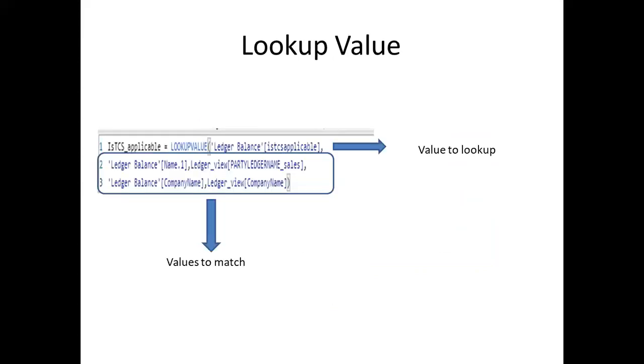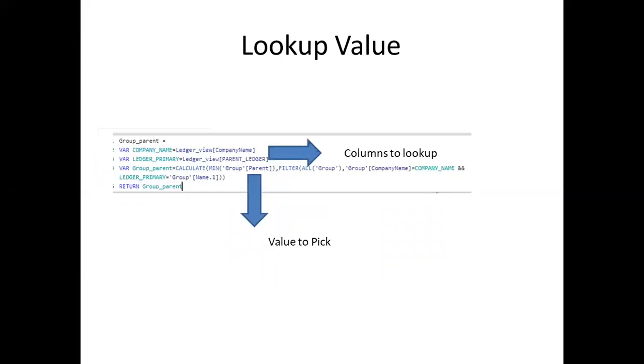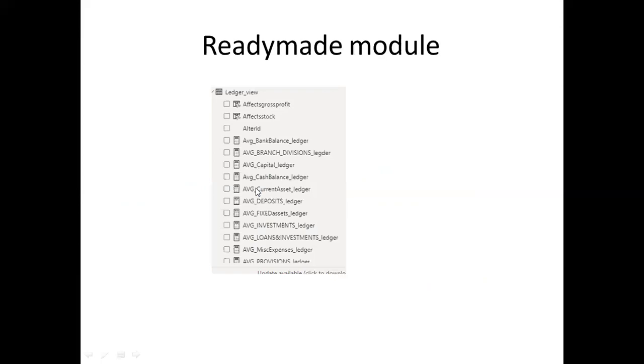First of all, we can go across the ledger as well as the journal view, and we can extensively use lookups, right? So that I do not need to know all the complex TDL functions. In case you have multiple values to pick, then you can use a row level and a filter level context. So these two are the columns to pick up and to look at, and this is the value to be picked. And these modules are ready-made within the product.